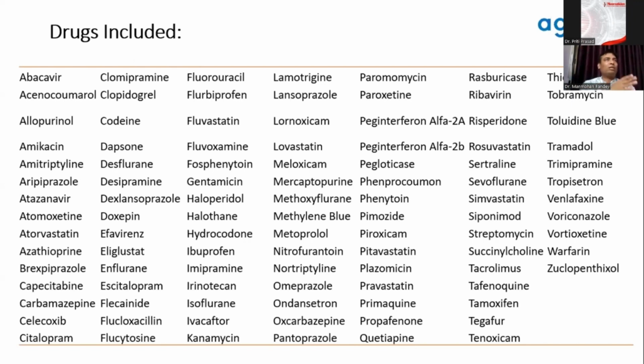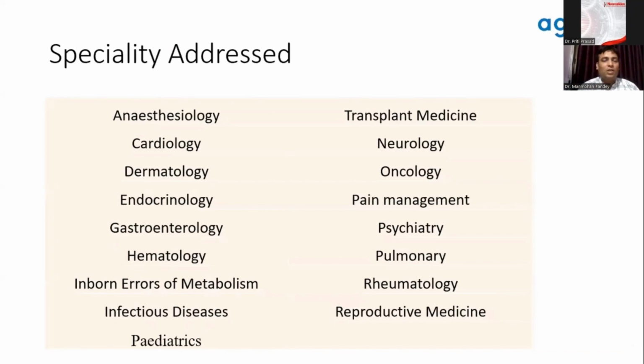So you can see these drugs range from general medicine to different specialties. We have nephrology-associated, neurology-associated, and cardiology-associated drugs included in that. Not only cardiology, but also oncology-associated drugs are there. So these are the specialties addressed in pharmacogenomics, and lots of drugs overlap across the specialties.